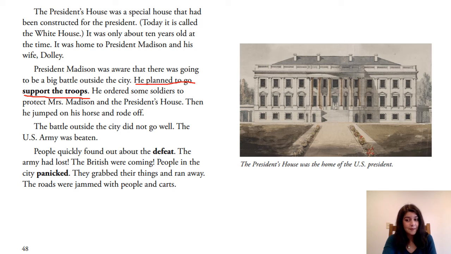So, how did the battle go? Right? It did not go well. We lost and the British were coming. Let's look at the caption on page 49. This says the President's house was the home of the U.S. President. So this building is what the White House looked like back during the War of 1812. Go ahead and turn to the next page.